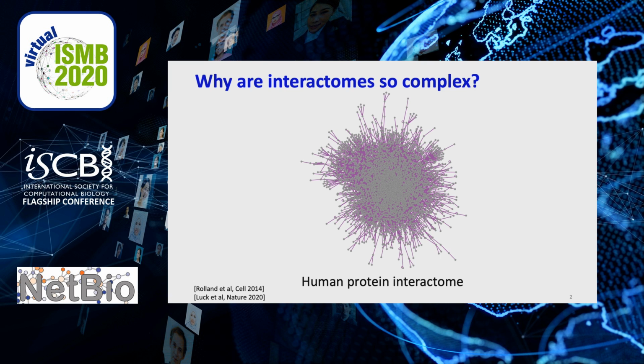Here I'm showing a map of the human protein interactome generated by Mark Waddell and colleagues, where each node is a human protein and each edge is a physical interaction between two proteins. A question that naturally comes into mind is, why is the human interactome so complicated?